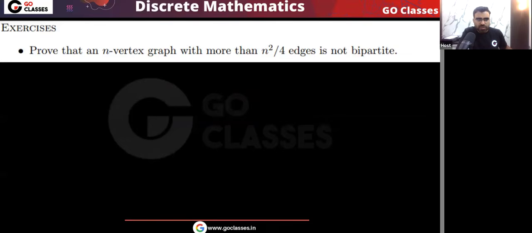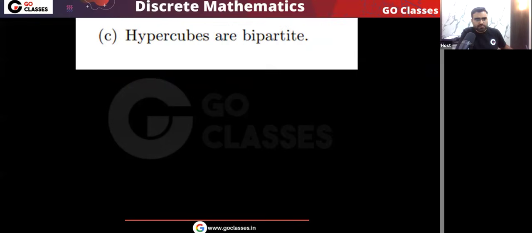Can you prove it? This theorem we have already proven: prove that an n-vertex graph with more than n square by 4 edges is not bipartite. Please tell me, did you understand? Because remember, if you have an n-vertex bipartite graph, then the maximum number of edges you can have is n square by 4. Now, if you have more than n square by 4 edges, then definitely your graph is not bipartite. We have already proven it.